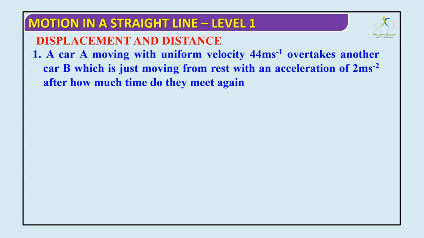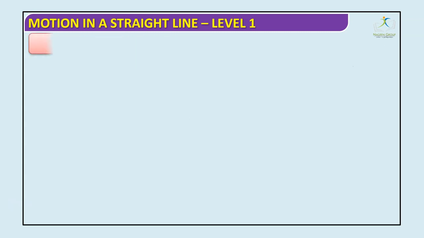overtakes another car B, which is just moving from rest with an acceleration of 2 meter per second square. After how much time do they meet again? Options are 44 second, 22 second, another 44 second, or 11 second. So let's move with the solution part.